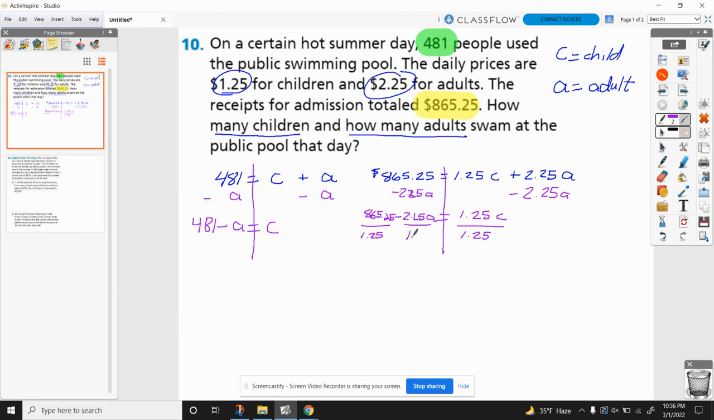Divide by $1.25. So $1.25 divided by $1.25 cancels out. I'm left with C all by itself over here. And on the other side, we have $865.25. We're going to divide that by $1.25, and we end up with 600.